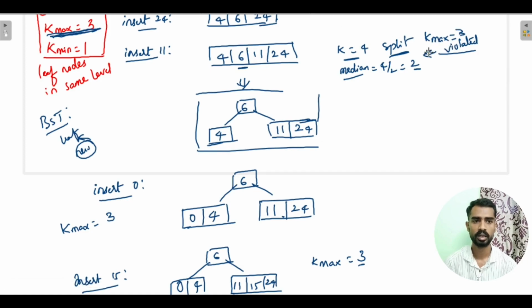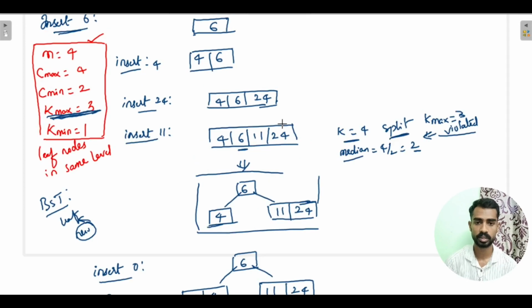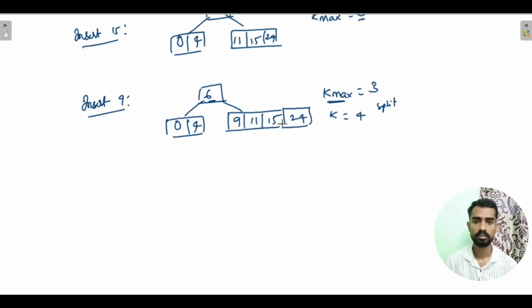And how is the split operation performed? We will calculate the median position, and then we will push that median position value up as the parent node, and the left part will become the left subtree and the right part will become the right subtree. Okay, so now we will try and split this particular node.